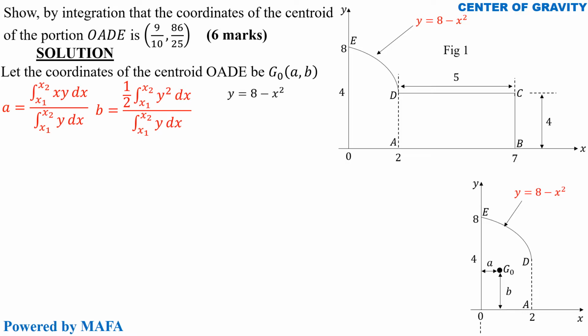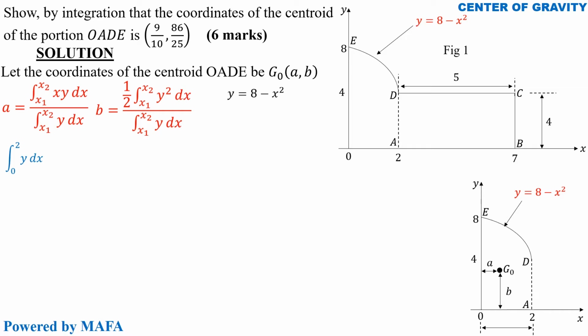Now our x1 and x2, simply we will begin from 0 right up to 2, because that is the range where x lies regarding the portion that we are finding its center of gravity, the coordinates of its center of gravity, otherwise called the coordinates of the centroid. Alright, so we begin with what is common in both expressions, which is their denominators, and their denominators for sure is simply the area of the portion.